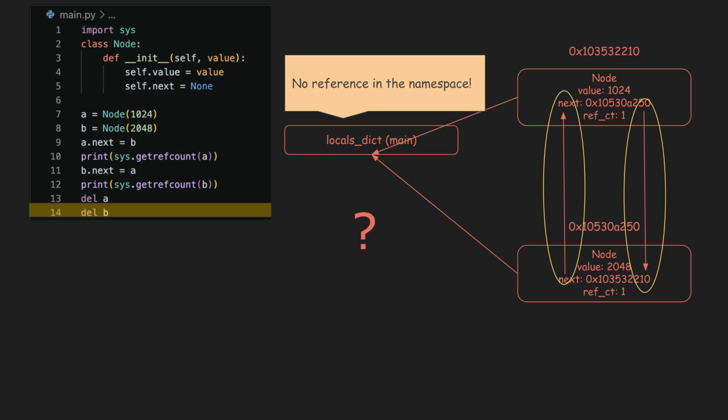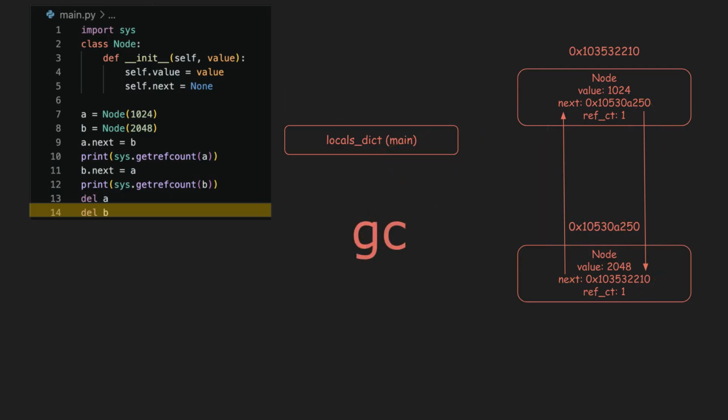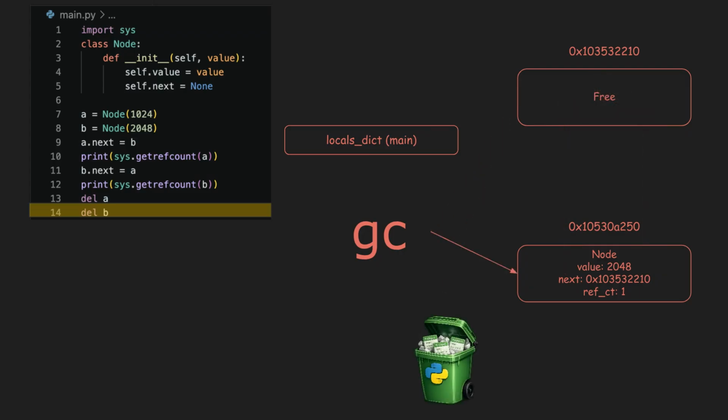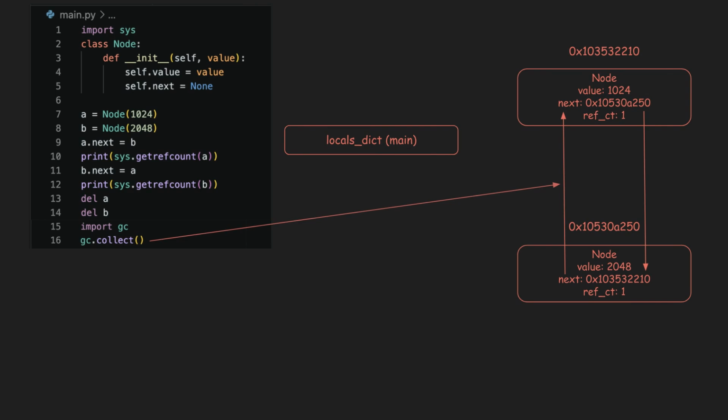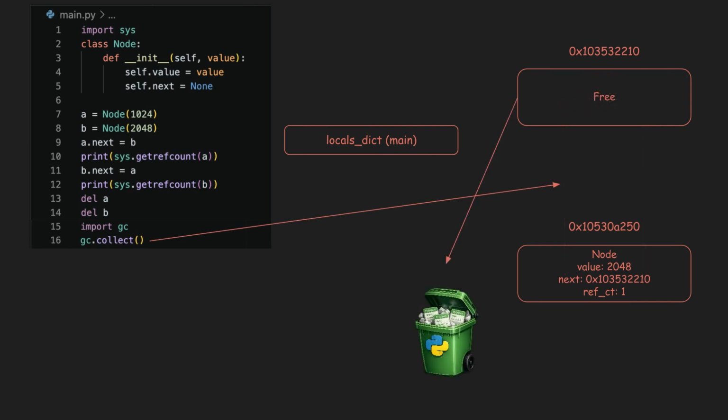Python has another mechanism to handle this. The garbage collector periodically scans for groups of objects that still reference one another but are no longer reachable by your program. When it finds these unreachable cycles, it safely reclaims their memory. Since cycle detection is relatively expensive, Python doesn't perform this scan every time an object is deleted. Instead, it runs periodically. Unless, of course, you explicitly import the gc module and call the collect method. It forces the garbage collector to run immediately.